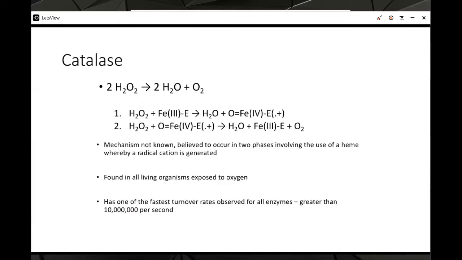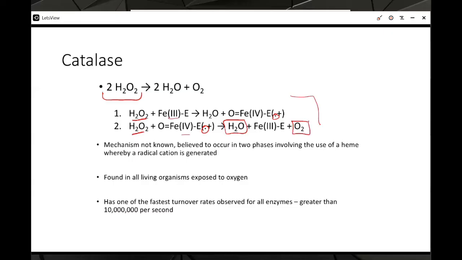The third one is catalase, and it turns out the mechanism is not actually known for catalase, but it's believed to occur in two phases, shown here, that involve the use of a heme, whereby a radical is generated as part of the reaction mechanism. It's going to require two hydrogen peroxides and the use of an iron that's going to have a change in oxidation state. Again, we're not going to go through the mechanism, but we can see these single electron transfers that allow for peroxides to be picked up and ultimately converted to water and molecular oxygen.